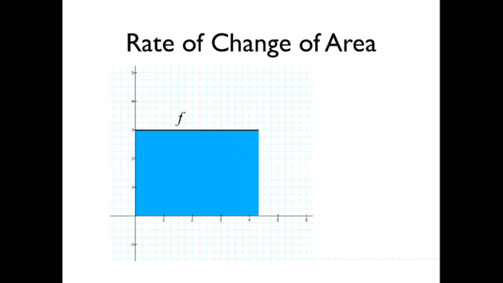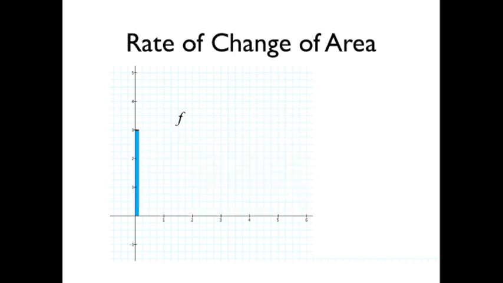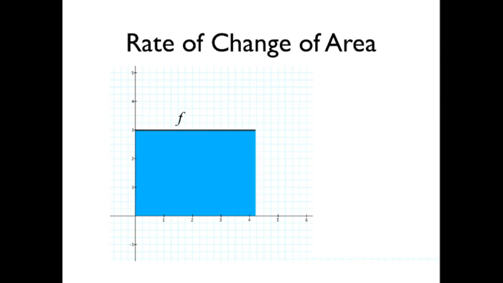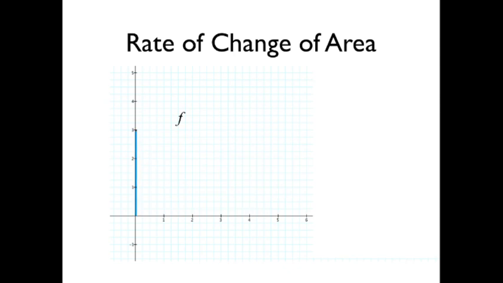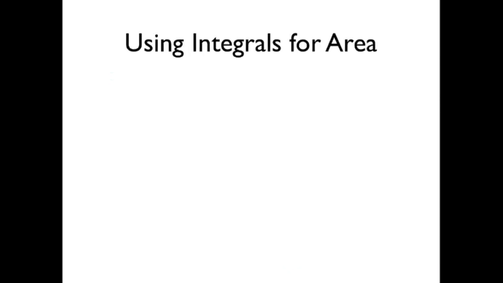So we said, if x changes by 1, how much does the area change? By 3. If x changed by 2, how much would the area change? 6. If x changed by a half, how much would the area change? 1.5. And we know that dA equals the rate times dx.